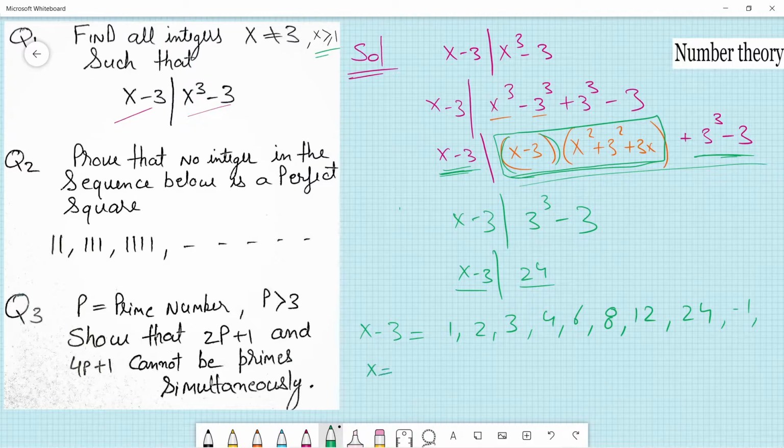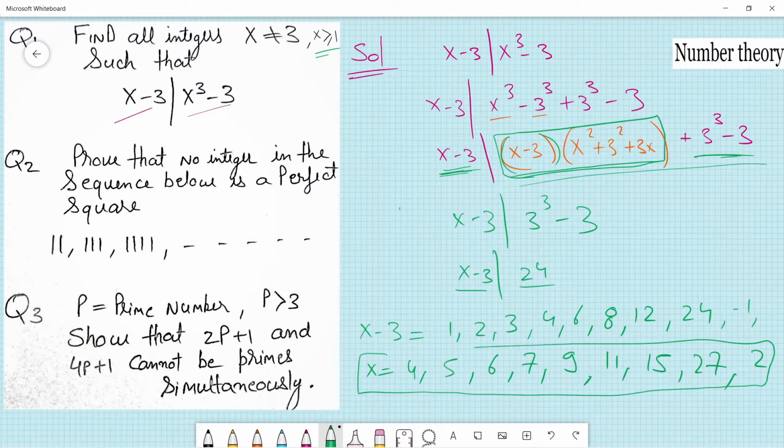So this gives us x minus 3 equals 1, 2, 3, 4, 6, 8, 12, 24, and minus 1. Taking 3 to the right hand side, we will get 4, 5, 6, 7, 9, 11, 15, 27, and this will give us 2. So x can take these many values. Which means if we put x equal to these values in this equation, we'll get numbers a and b, and a will divide b.